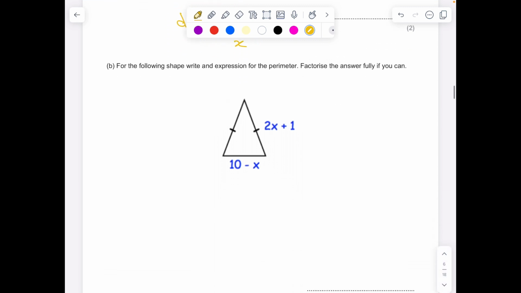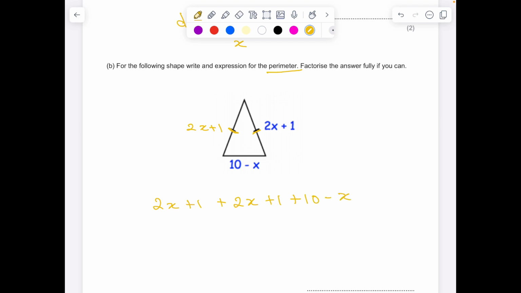Right, so this one, a lot of you did this correctly. So it said, write an expression for the perimeter. You all realise that because these two sides are equal, this must also be 2x plus 1. And that the perimeter is all the sides added up. So most of you did this correctly. You did 2x plus 1 plus another 2x plus 1 plus 10 minus x.